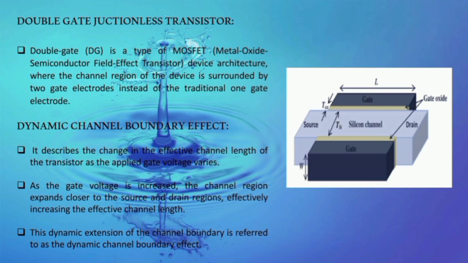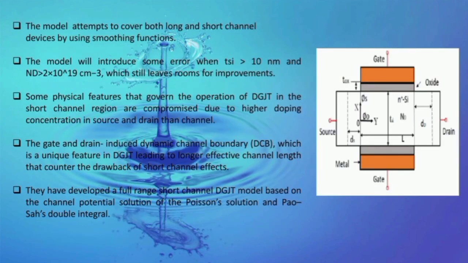It describes the change in the effective channel length of the transistor as the applied gate voltage varies. As the gate voltage is increased, the channel region expands closer to the source and drain regions, effectively increasing the effective channel length. This dynamic extension of the channel boundary is referred to as the dynamic channel boundary effect. In this paper, the model attempts to cover both long and short channel devices by using smoothing functions.